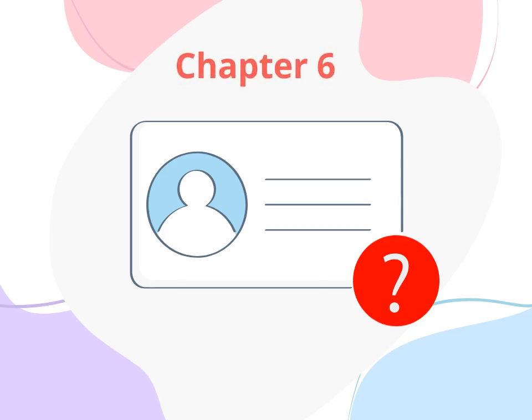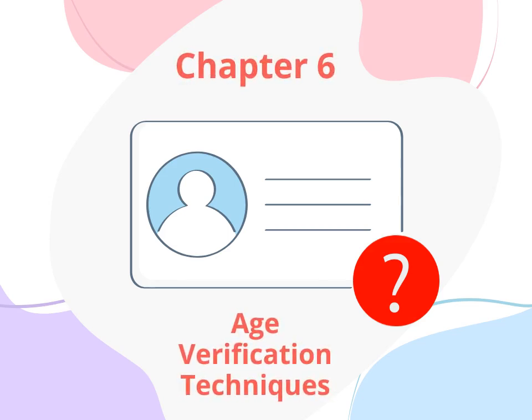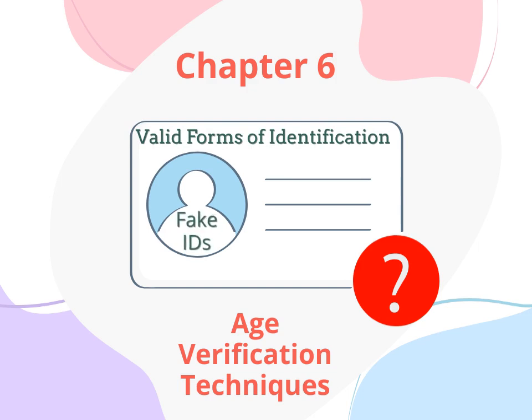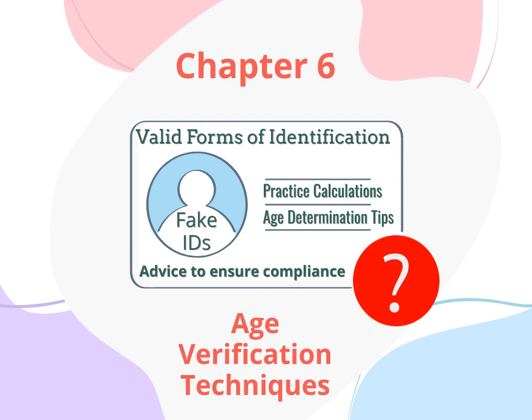Chapter 6, Age Verification Techniques. In Chapter 6, we will be discussing age verification techniques. We will also discuss valid forms of identification, fake IDs, practice age calculations, and tips on how to verify buyers 18 years and older. Lastly, we will offer some advice to ensure compliance.